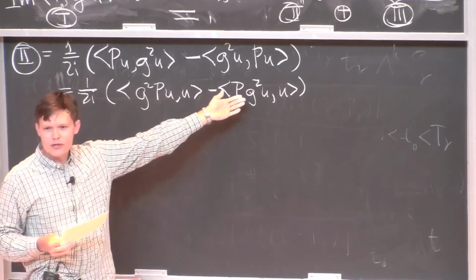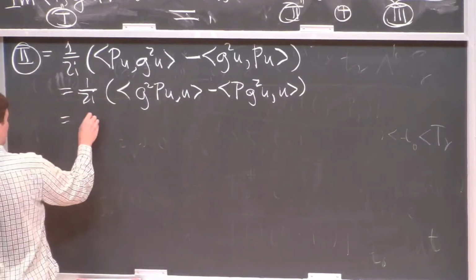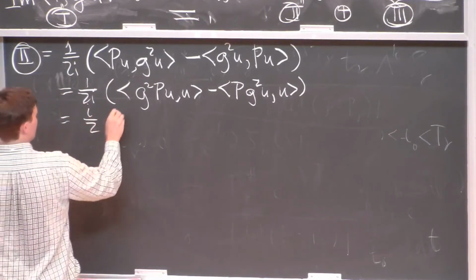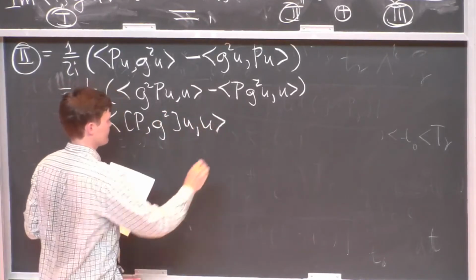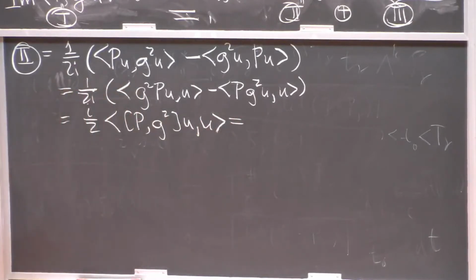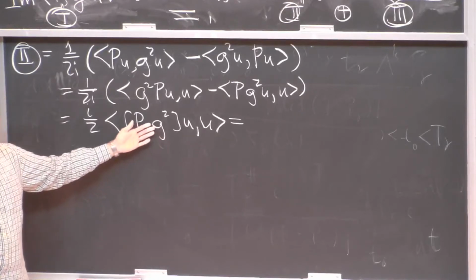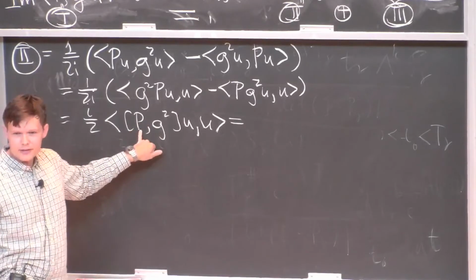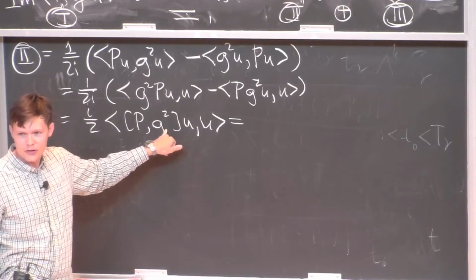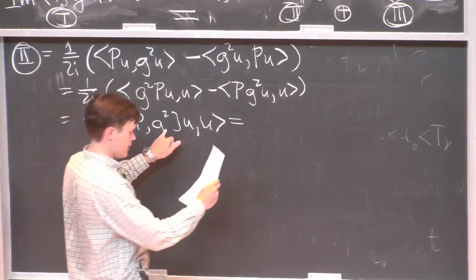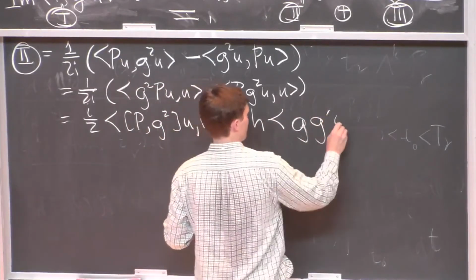And now we have the commutator, right? This g²P minus Pg². So this is going to be i/2 times the inner product of the commutator [P, g²] applied to u with u. And what is this? Well, in our simple setting, there is an explicit formula for that, because P is a differentiation operator, and g is a multiplication operator. So I'll spare you the couple lines of calculation. They'll tell you that this is exactly h times the inner product (gg′u, u).